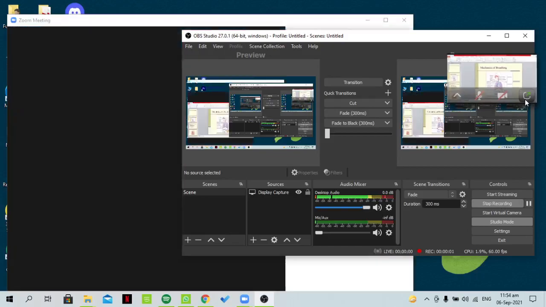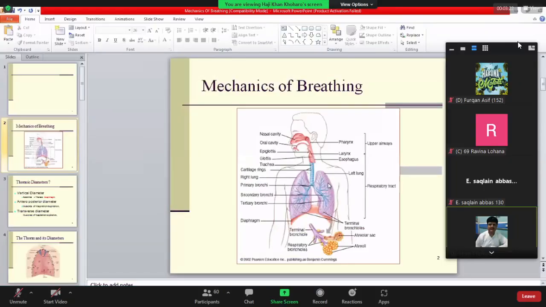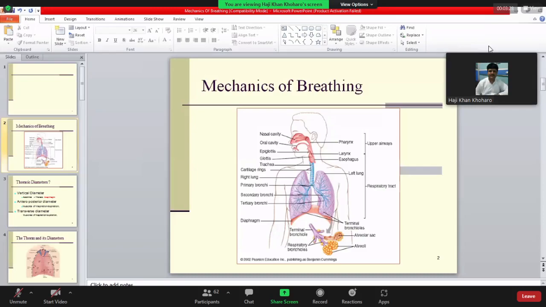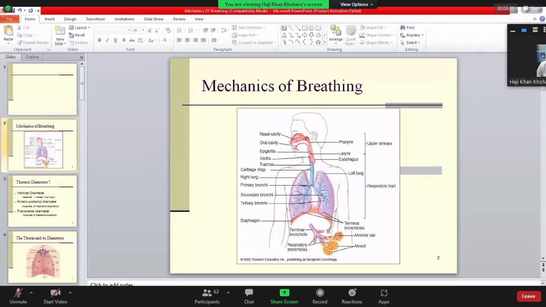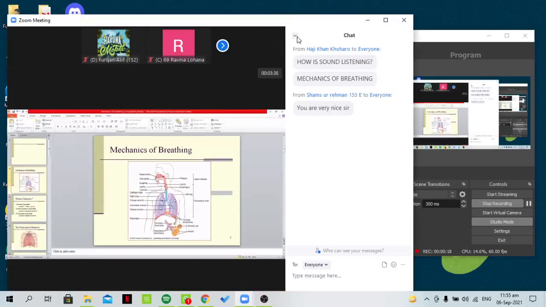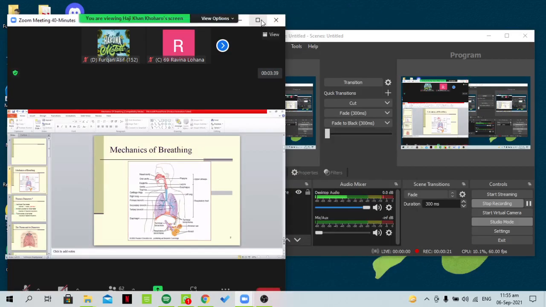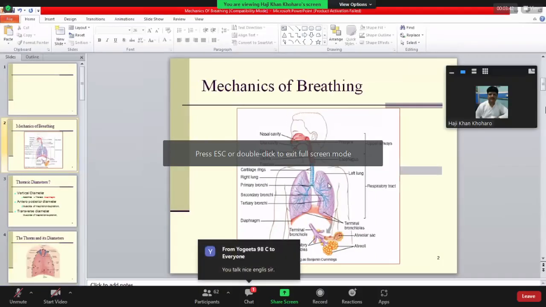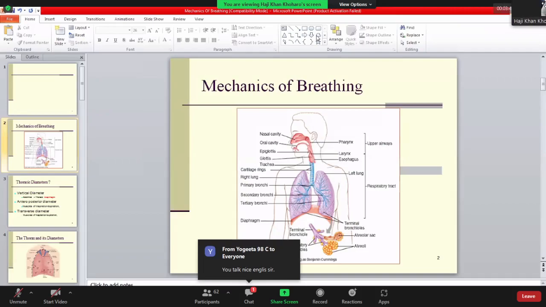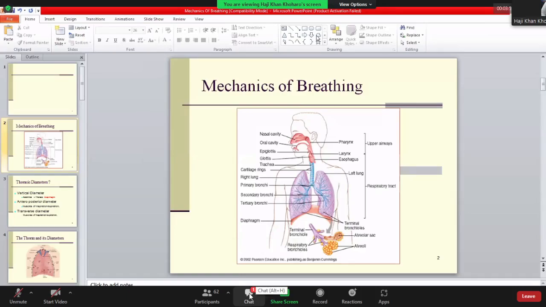Upper respiratory tract. And from the epiglottis downward up to the alveoli, it is known as lower respiratory tract. So we will discuss the pressures and volume changes, what pressures cause inspiration and expiration, and which mechanism of breathing is active and which is a passive phenomenon. The active and passive phenomena and the mechanics of breathing.